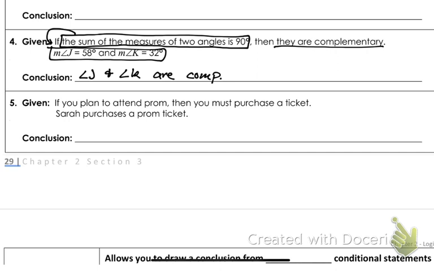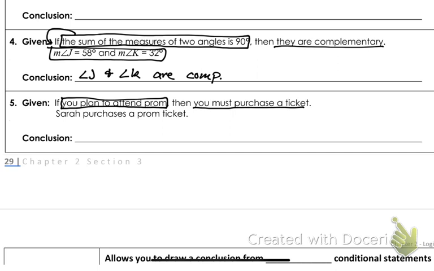Let's take a peek at this. You plan to attend prom. That's our hypothesis, right? Does this say Sarah plans to attend prom? That's my only question. Does it say that she plans to attend prom? No. So it does not match the hypothesis. It matched the conclusion, right? Because the conclusion was you must purchase a ticket. It says Sarah purchases a prom ticket. It makes sense. It makes sense if you buy a ticket, you plan to attend prom, right?